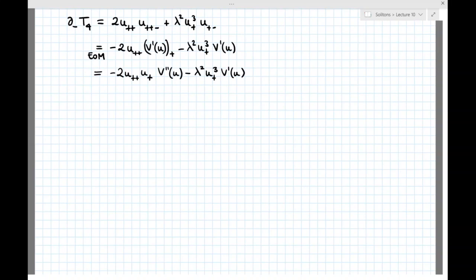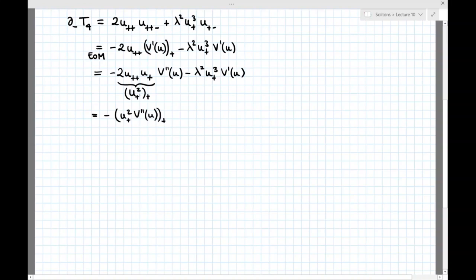This result may not look very promising, but observe that the highest derivative of u appearing in the first term, which is u plus plus, does appear linearly, and this in fact allows us to extract a total x plus derivative. So the first thing that we can do is to rewrite 2u plus plus u plus as a total derivative of u plus squared with respect to x plus. And then we use again the tricks that we are familiar with from integration by parts. We'll write this as the total x plus derivative of u plus square v double prime of u, and then we subtract a term where we move the derivative from u plus square to v double prime of u. And when we do that, we get u plus cube v triple prime of u.